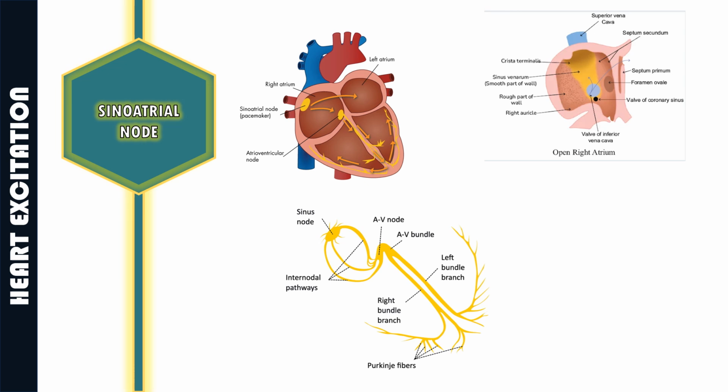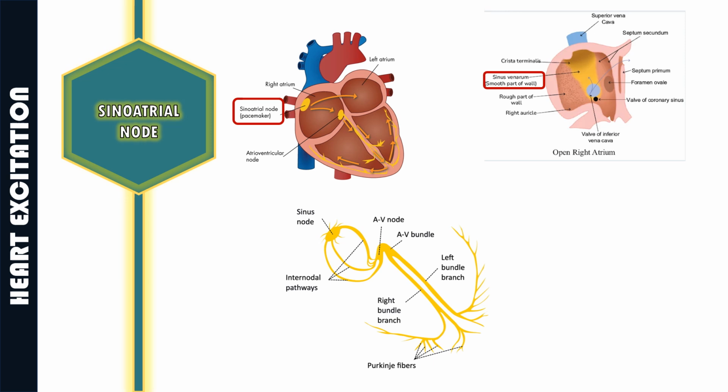The word SinoAtrial is a combination of two terms. Sino refers to the term sinus, which means inlet. It also refers to sinus venarum, a small cavity in the right atrium of the heart where the SA node is located. The term atrial refers to the atria, the upper chambers of the heart. So, the term sinoatrial literally means pertaining to the sinus and atrium. In the context of the heart, it refers to the SA node's location in the sinus venarum of the right atrium.